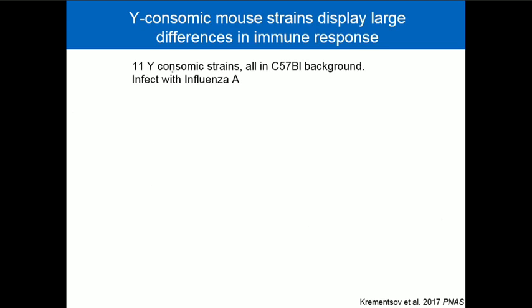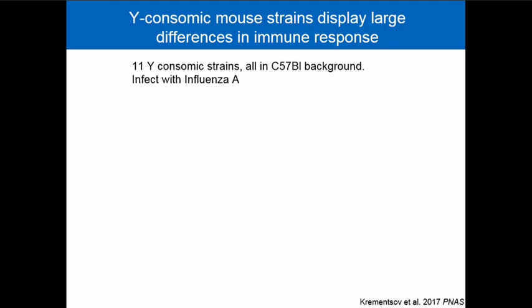And there were 11 different consomic Y strains that Krementsov got his hands on, all in the same C57 black background. And this paper is a little strange because it's not motivated in terms of this interesting Y stuff. It's just like, why are there sex differences in immune response? So this is the design that they chose to ask that question.